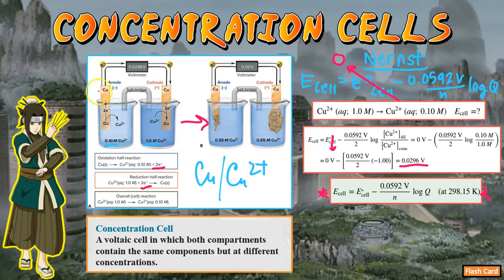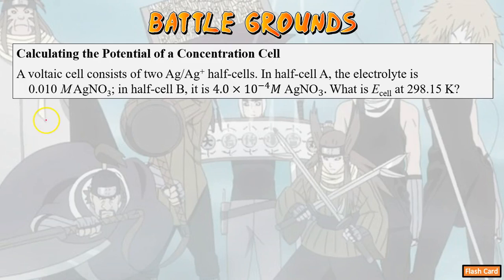Now, of course, if there was no external circuit here, no electrodes, and these two solutions were mixed, the final concentration will still be the same, but there will be no electrical work that will be generated. Now, this is all the information Haku could give us in this short time, but it's definitely enough to defeat the 7 swordsmen if we combine what we already know. Let's battle, folks. Welcome to our first battle.